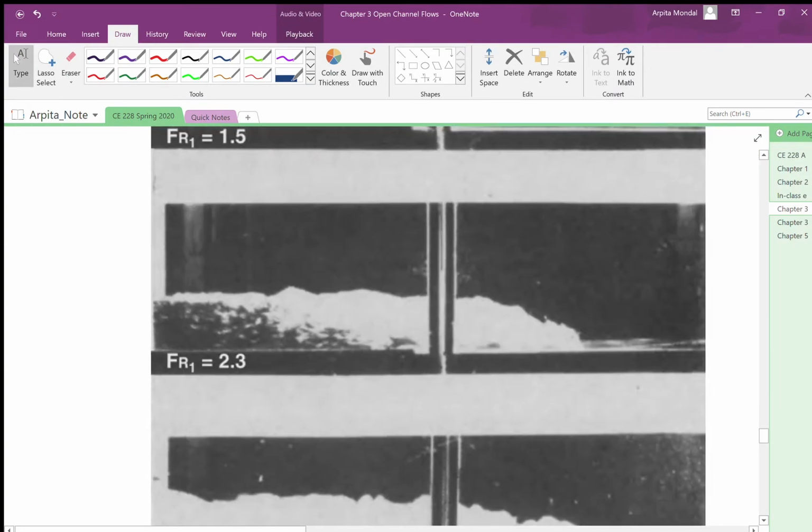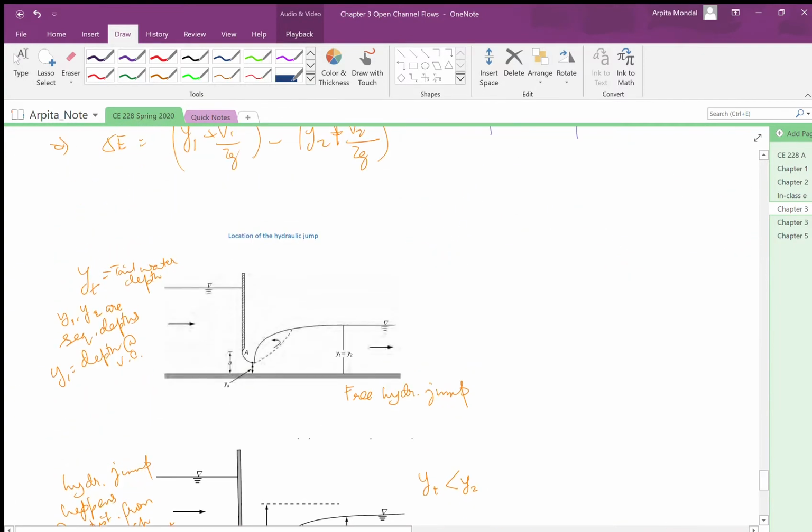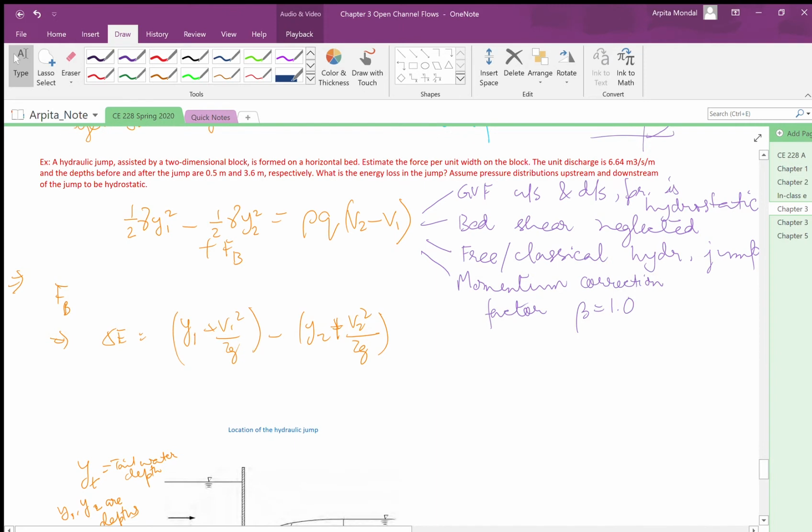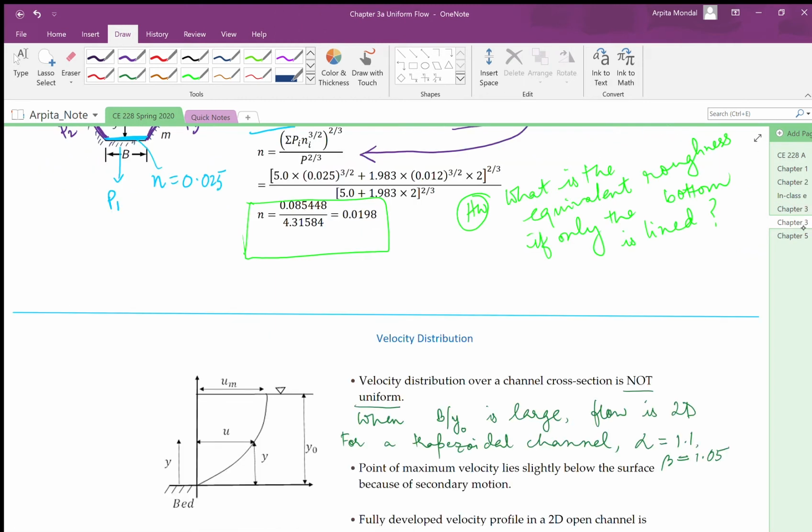For example, in hydraulic jump. So here is the momentum correction factor. So we had assumed this to be 1, as well as the energy correction factor also we had assumed to be 1. However, in reality that's not the case because the velocity distribution is not uniform.